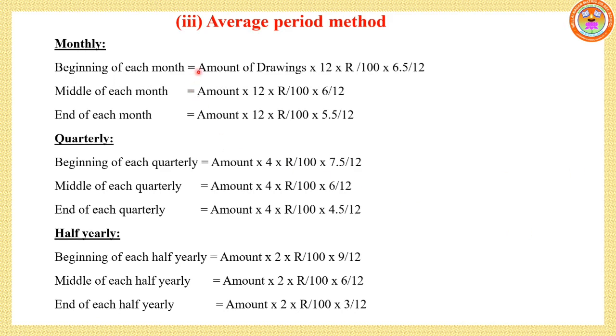Amount of drawings into 12. If he has withdrawn monthly and you multiply these two, this amount denotes the total amount of drawings. But if it is quarterly, amount into 4. That means amount of drawings into 4. We are multiplying these two, and this amount denotes the total amount of drawings. Let me see how to do the sums.